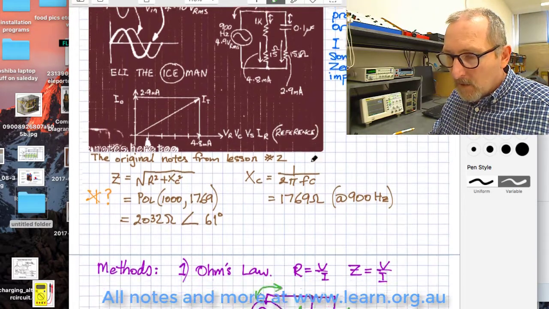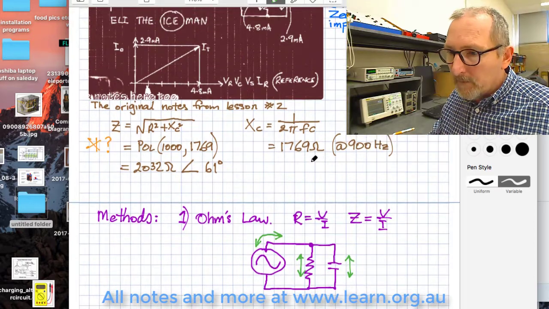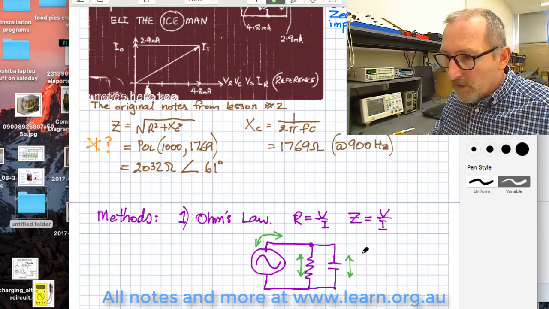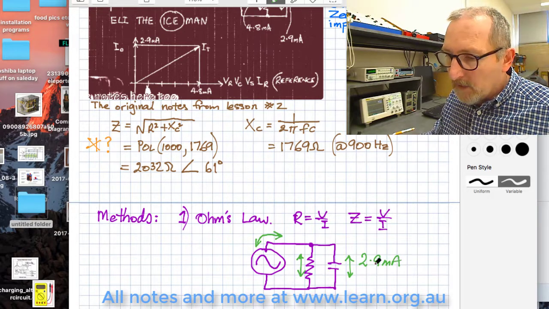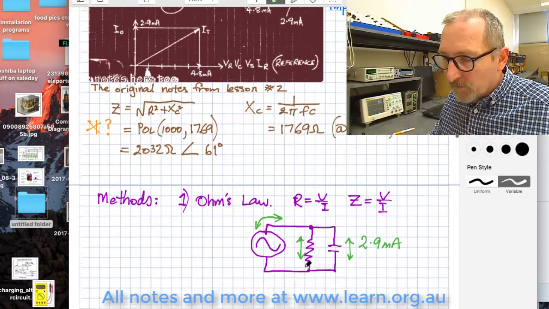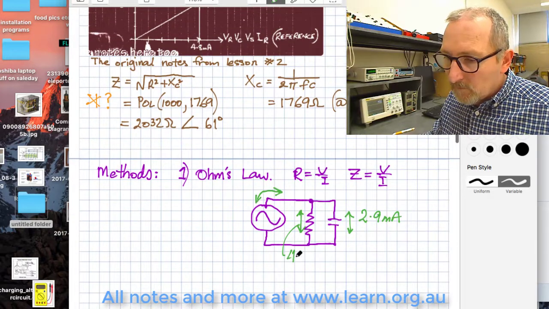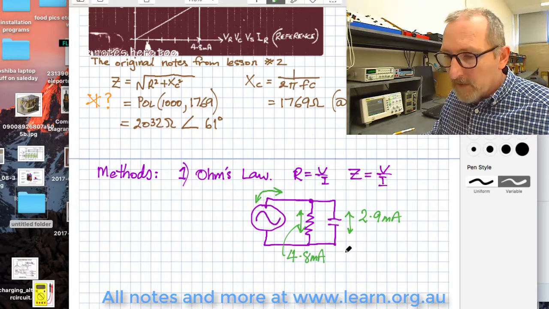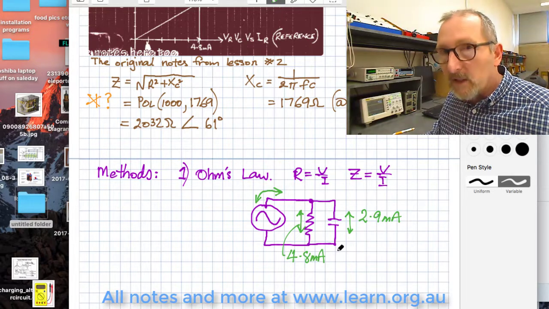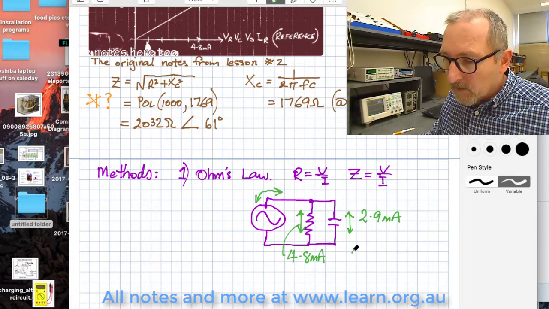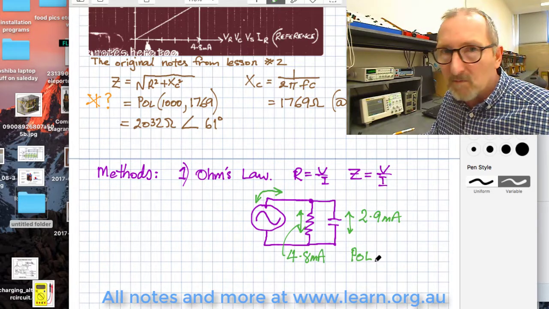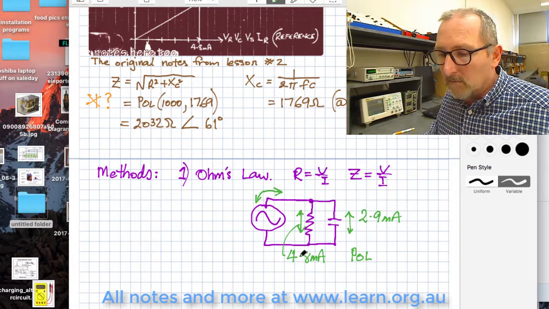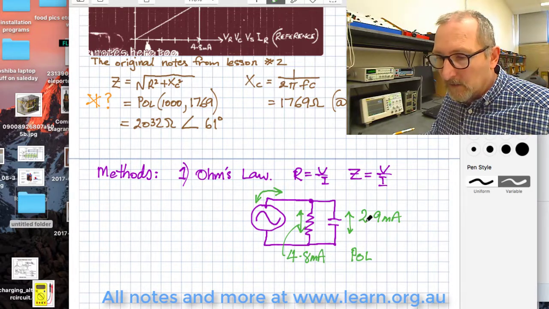And just to remind me, I think we had 5.61. I had it worked out there somewhere. Anyway, we can work it out again. We know that the capacitor current was 2.9 milliamps. We know that the resistor current was 4.8 milliamps. So we have to work out the vectorial sum of those two to get the total current in the circuit. So that'll be rectangular to polar again, just as easy as doing the square root of IR squared plus IC squared.